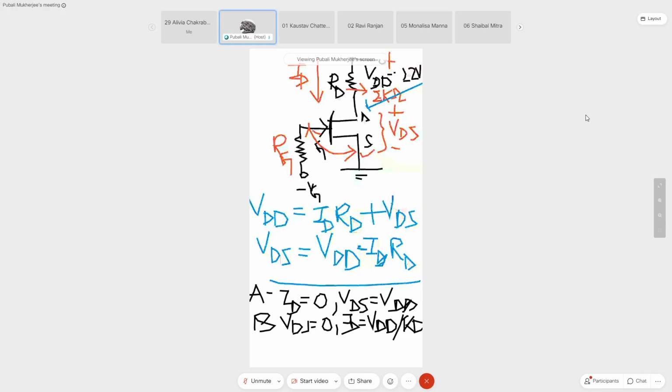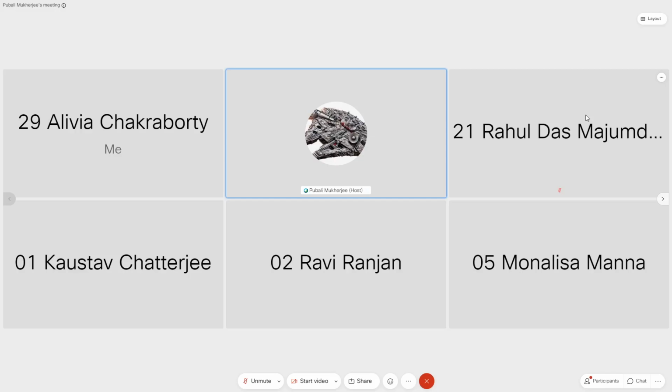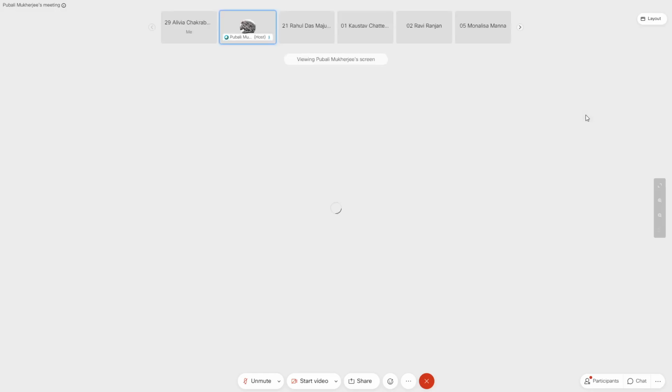I'll be using a fresh screen. Is it okay, students? Yes, ma'am. Is it okay? So I'm leaving the screen. Sharing a fresh screen where I would be drawing the drain characteristics and the DC load line.